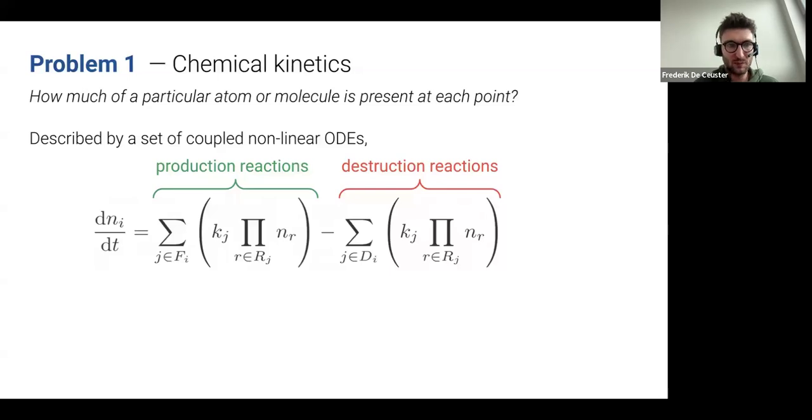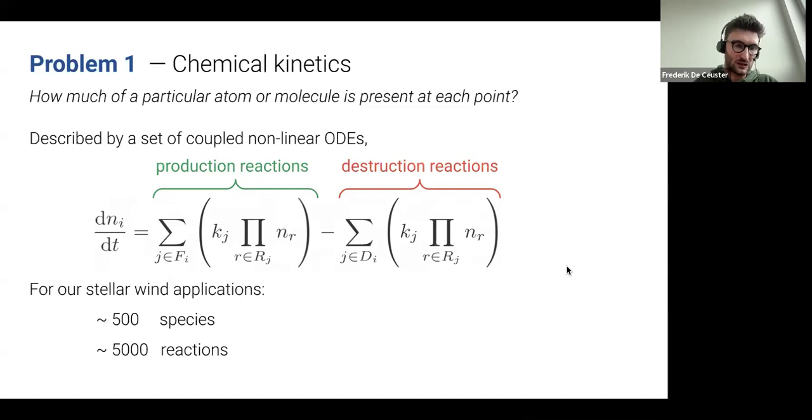How this is usually described from chemistry or from what we measure in the lab is that we can describe this process by a set of coupled nonlinear ODEs. So I tried to give a general description here. And these ODEs, so N is the abundance of a particular species, and I is the index of the chemical species. So I is 0, for instance, corresponds to hydrogen. I is 1 is then oxygen, and so forth and so on. And then on the right-hand side, there are two types of reactions. You have the production reactions that tell you how much of this chemical species is created, and then the destruction reactions that tell you how much actually is absorbed into other species.